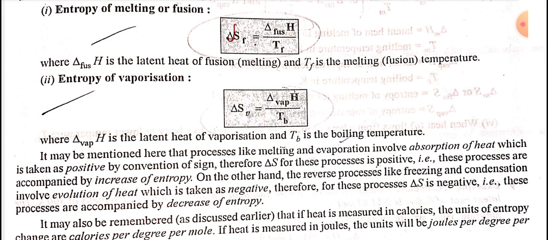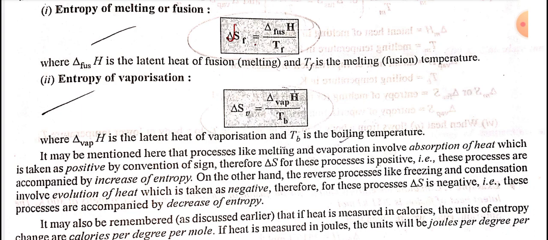Entropy of melting or fusion, delta S f is equal to delta fusion H upon Tf. Delta fusion H is the latent heat of fusion and Tf is the melting temperature. Entropy of vaporization is equal to enthalpy of vaporization upon Tb, that is, boiling temperature.